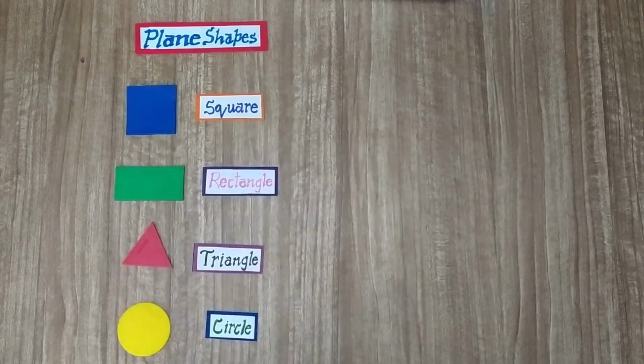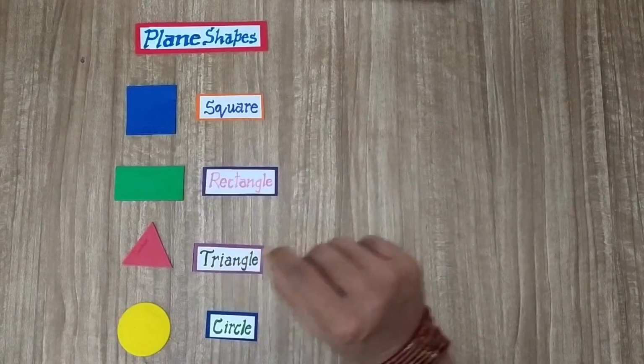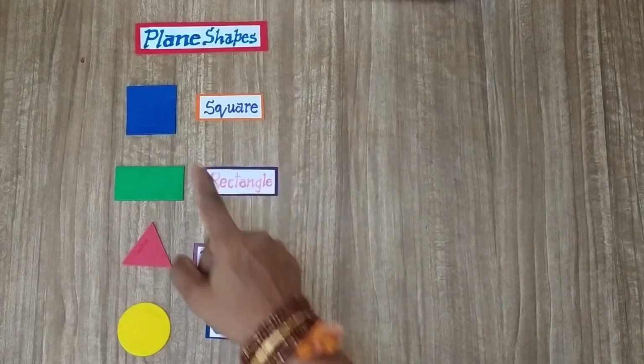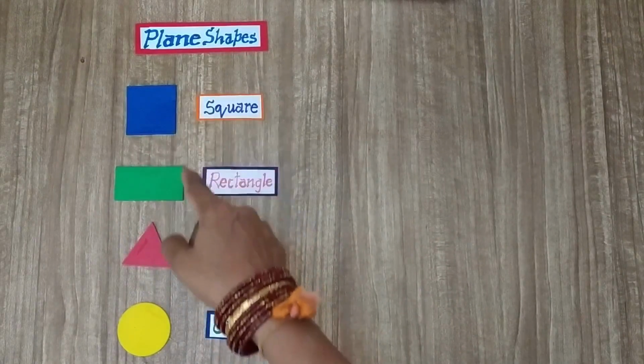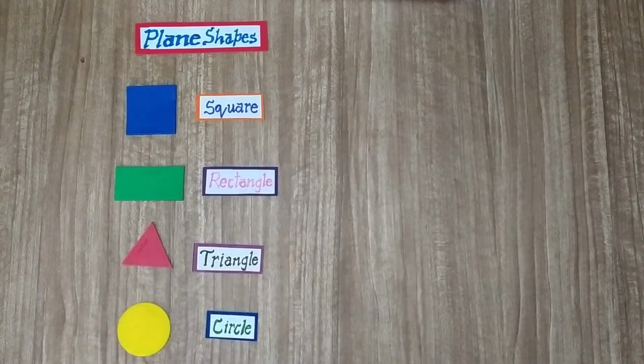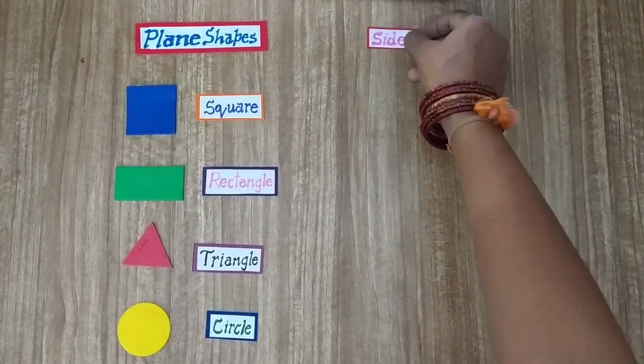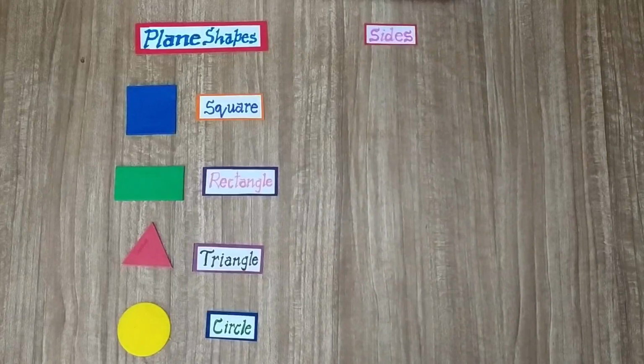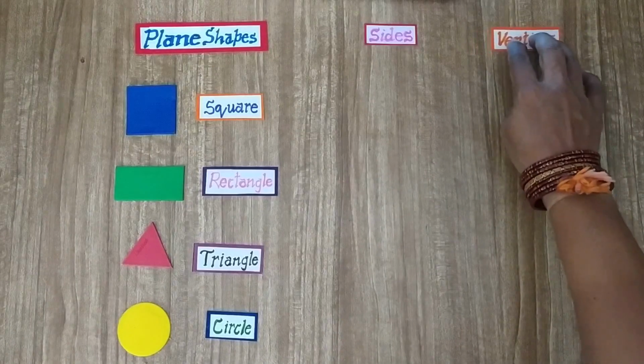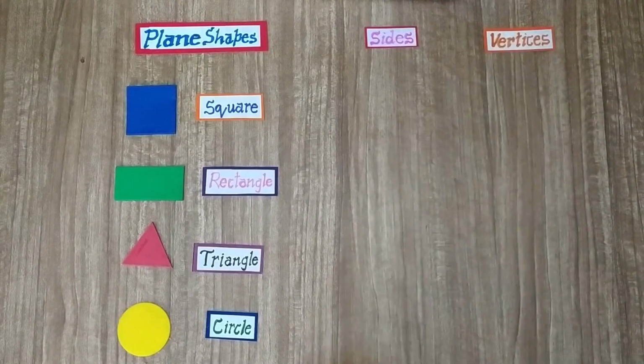Here, the plane shapes are also 2D shapes, we know very well, and they don't have thickness and they have only length and breadth. You can see here. So, these length and breadth are called sides. Alright. And where these sides meet, that is called vertex or vertices.